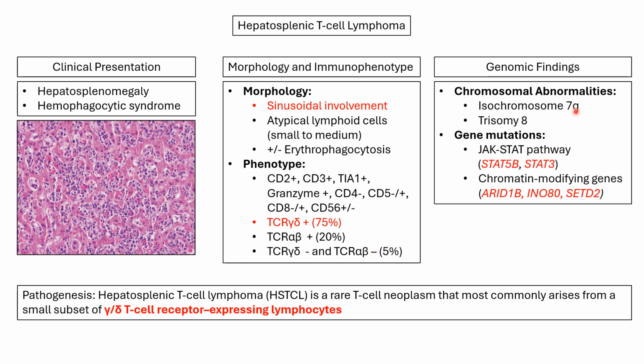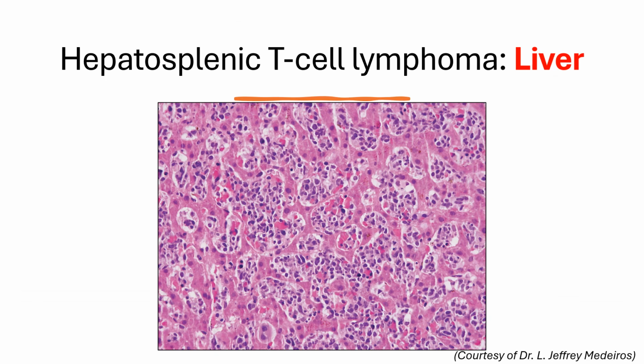Isochromosome 7 is commonly seen in hepatosplenic T-cell lymphoma. Few cases show trisomy 8. STAT5B and STAT3 are also seen as part of the JAK-STAT pathway, and ARID1B, INO80, and SETD2 are also seen as part of the chromatin modifying genes. Pathogenesis is mostly due to a small subset of gamma delta T cell receptor expressing lymphocytes. They become defective and they start proliferating.